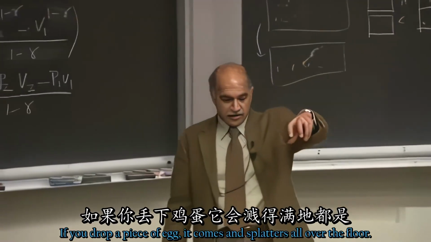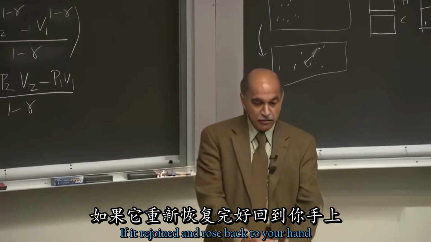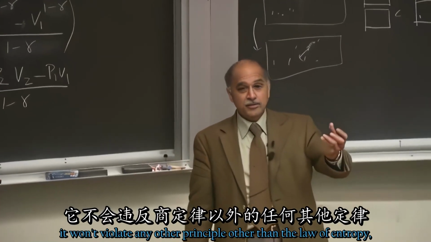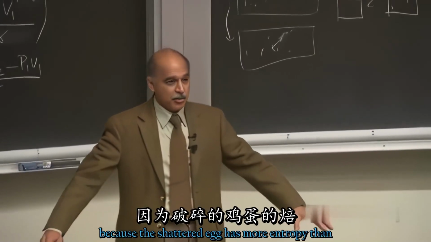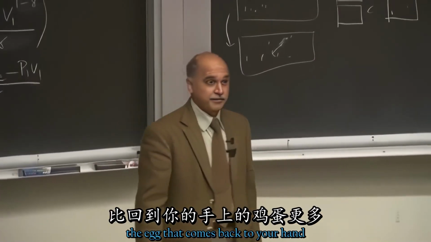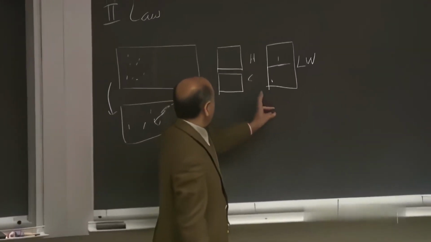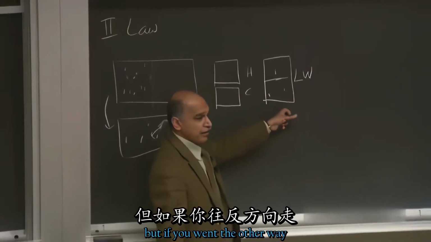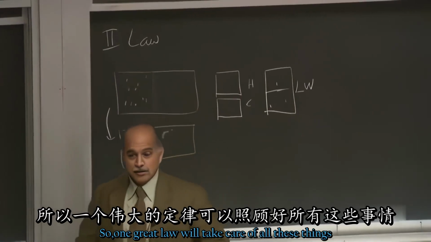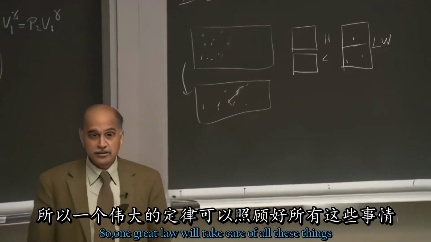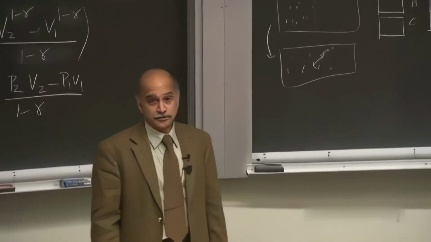If you drop an egg, it splatters all over the floor. If it rejoined and rose back to your hand, it wouldn't violate any principle other than the law of entropy, because the shattered egg has more entropy than the egg that comes back to your hand. And if hot and cold mixed to become lukewarm, you can show the entropy goes up this way. But if you went the other way, entropy would go down, and that's not allowed. So one great law will take care of all these things. So you've got to ask yourself, what is the one great law? How do we get to it?